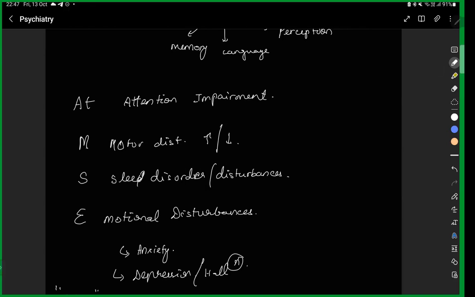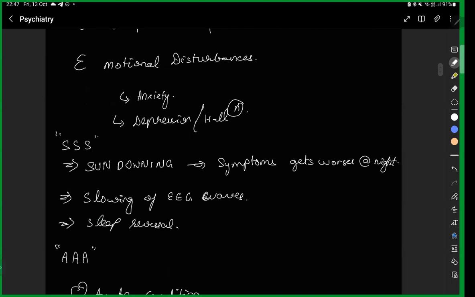You are going to check at MCE. What is at MCE? Delirium patients will have attention impairment and motor disturbances, with an increase or decrease in motor activity. Sleep disturbances will be there, and emotional disturbances will be there. For example, you can commonly see anxiety, depression or hallucination. These are certain symptoms which you will see.